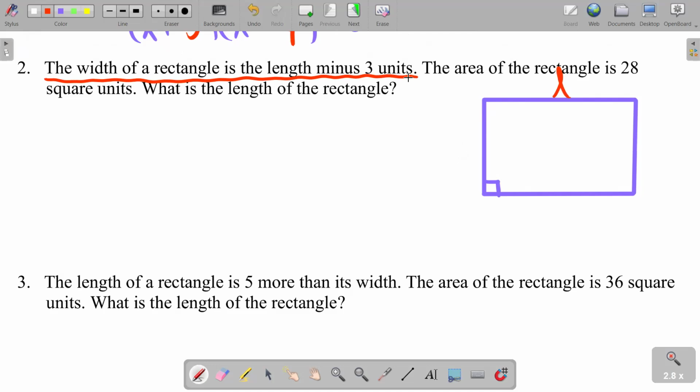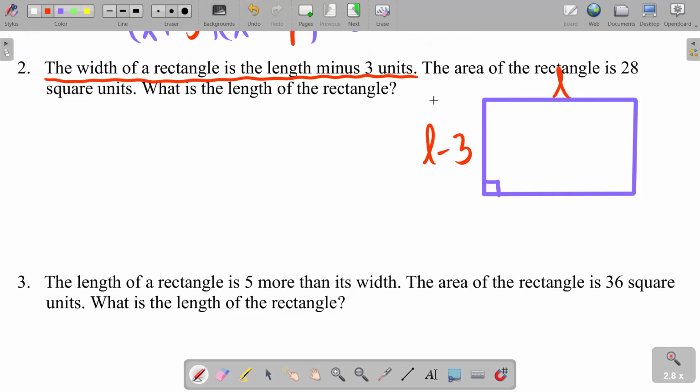It's 3 units less than the length. I agree. So what would it be? L minus 3. You guys are amazing. Good job. And now we have to have a little geometry lesson here for this.